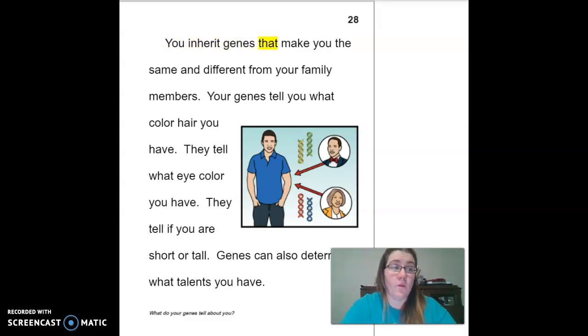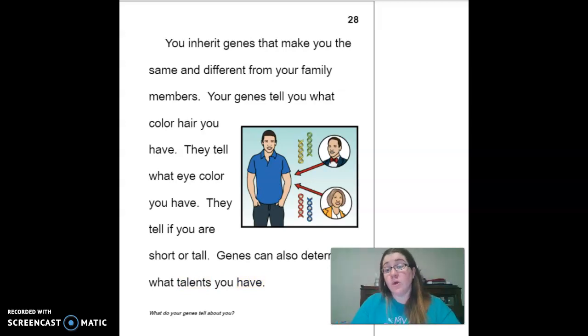You inherit genes that make you the same and different from your family members. Your genes tell you what color hair you have. They tell what eye color you have. They tell if you are short or tall. Genes can also determine what talents you have.